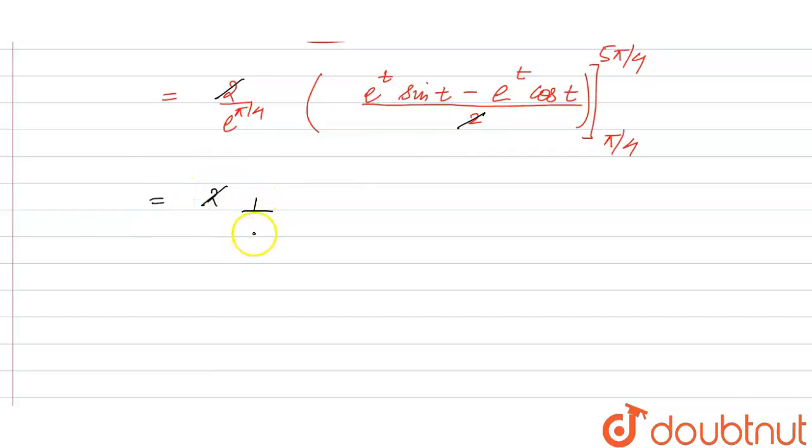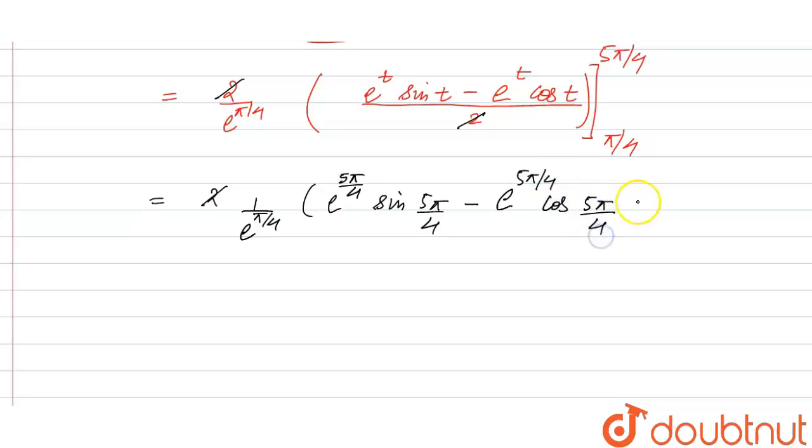So we have 1 upon e raised to power pi by 4, and this will be e raised to power 5 pi by 4 sine 5 pi by 4, minus e raised to power 5 pi by 4 cos 5 pi by 4, and minus of e raised to power pi by 4 sine pi by 4, and minus of e raised to power pi by 4 cos pi by 4 here.